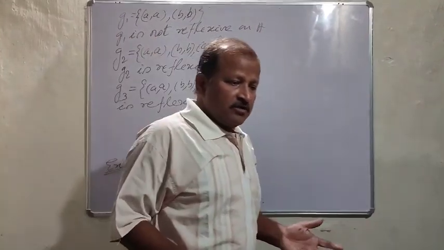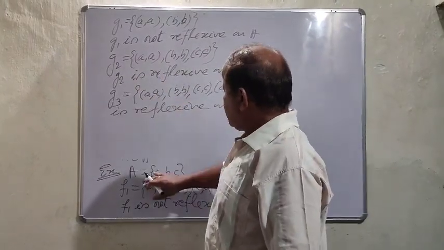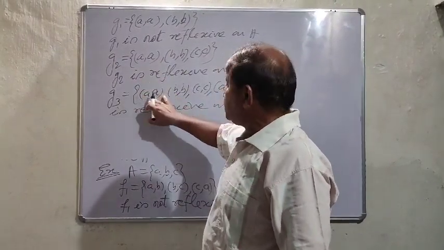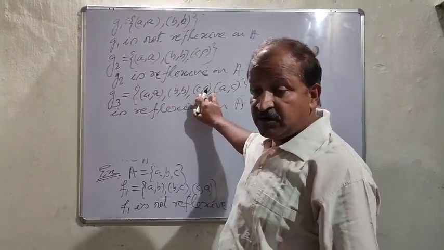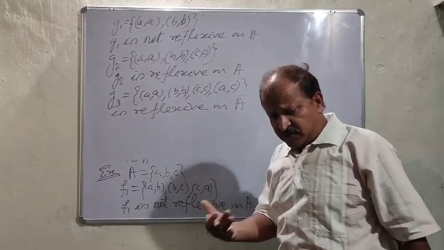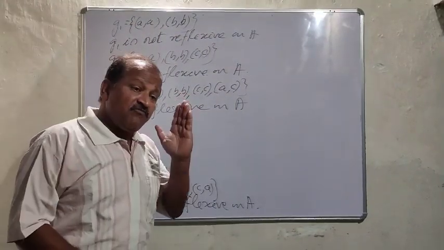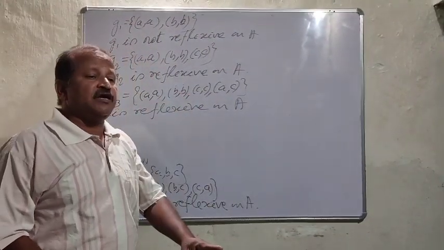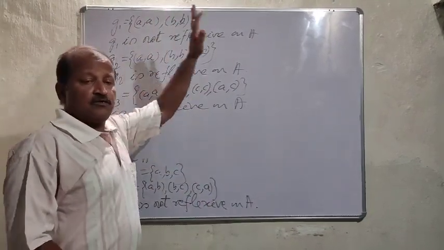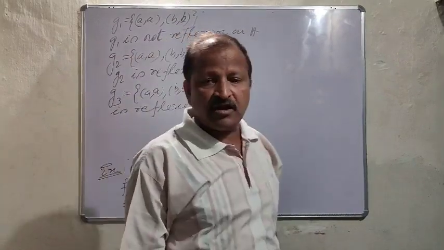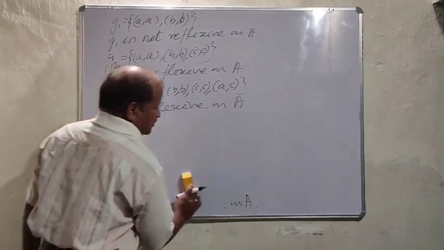Anyway, is it clear what a reflexive relation is? Yes. If A has three elements, we will see whether A is related to A or not, B is related to B or not, C is related to C or not. All the elements we have to test whether they are related to themselves or not. If we find at least one element in A which is not related to itself, then we say that it is not reflexive on A. Okay, this is about your reflexive relation. Then symmetry.